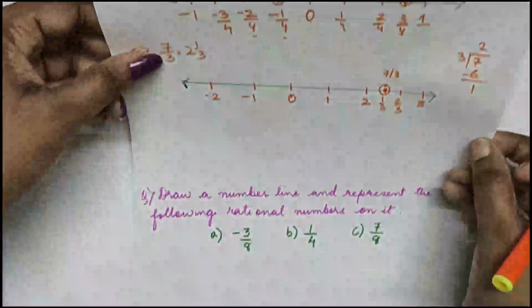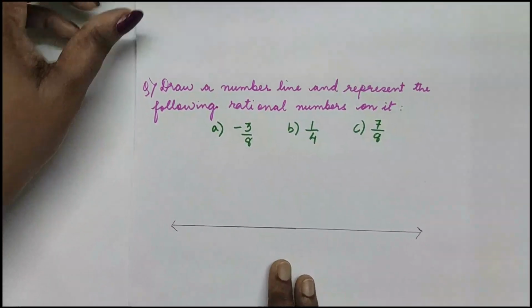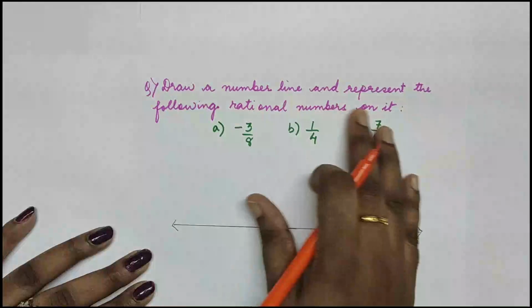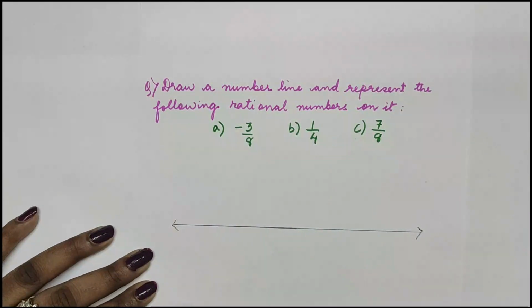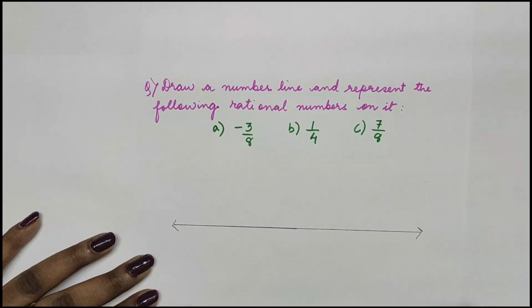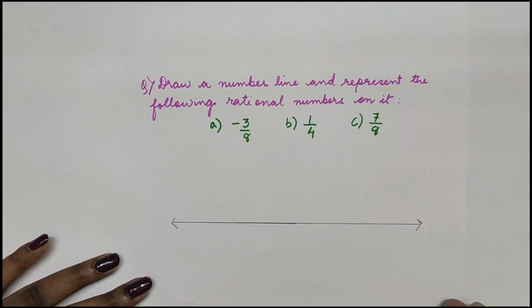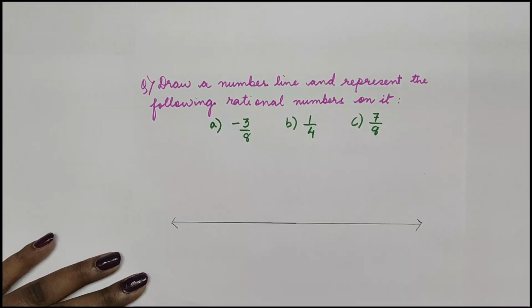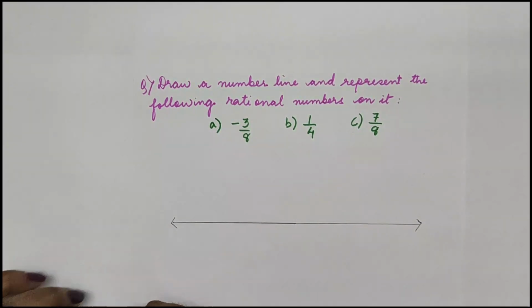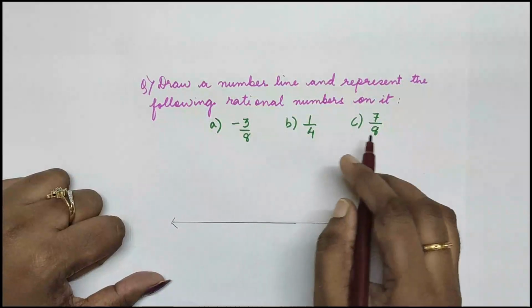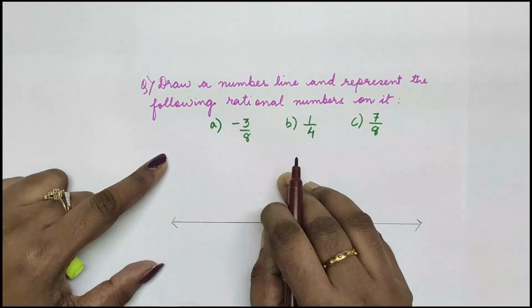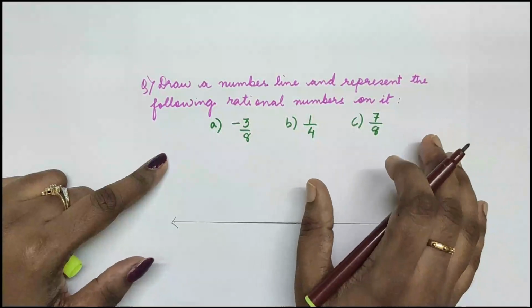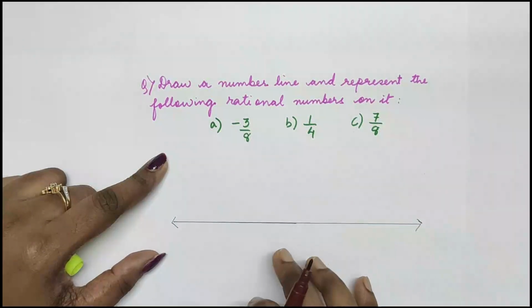Here in this question, it is telling me to represent all these numbers on the number line. So how can I do it? You can see I have drawn a line with arrows on both sides. Now to represent all the numbers, you can see that the denominators are different, like here it is 8, 4 and 8. So what I can do is make all the denominators the same so that I can easily plot the numbers.